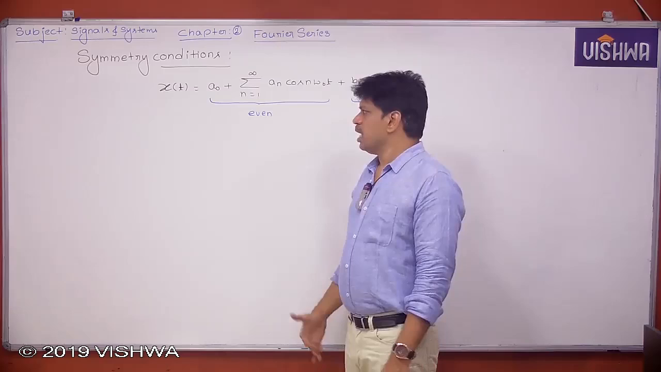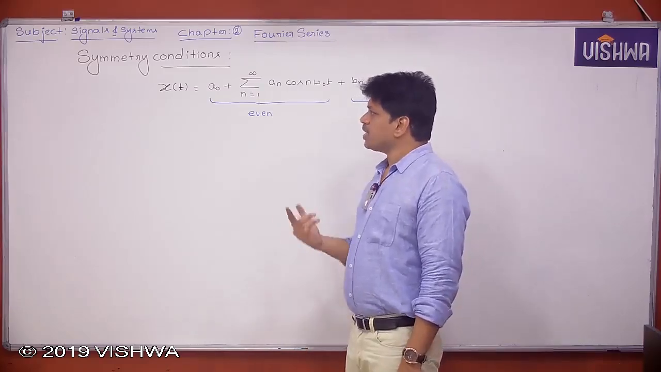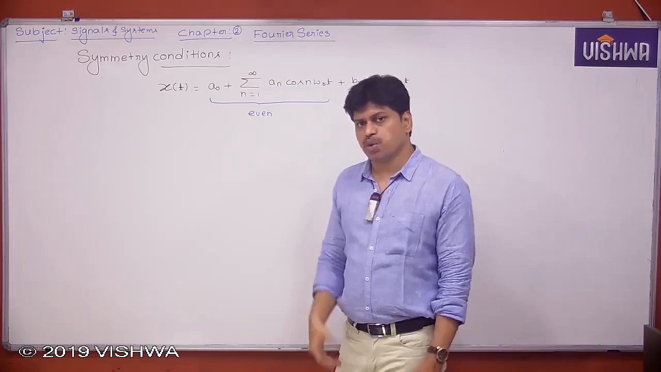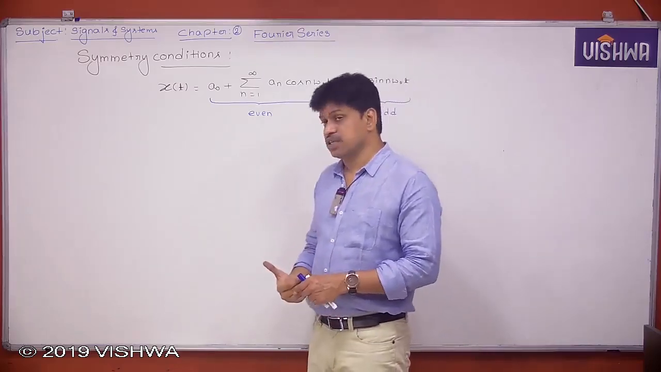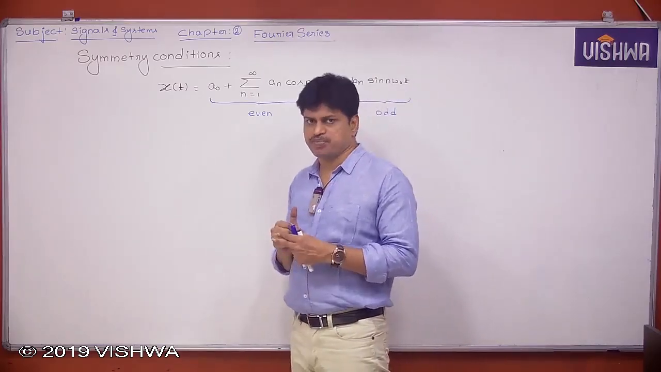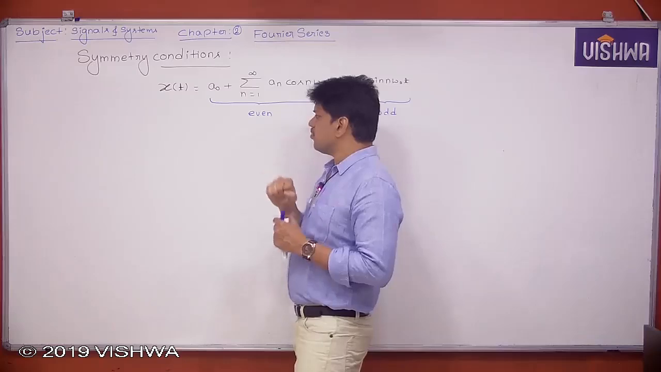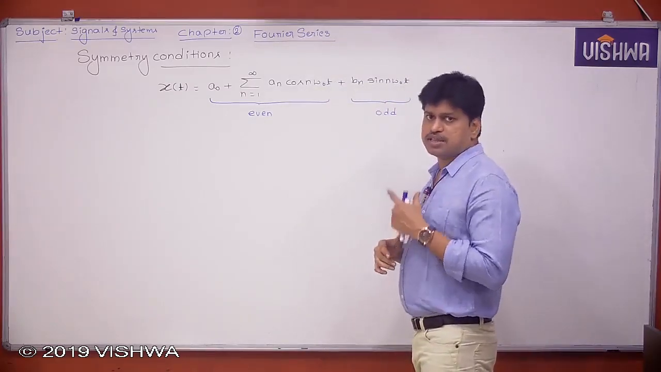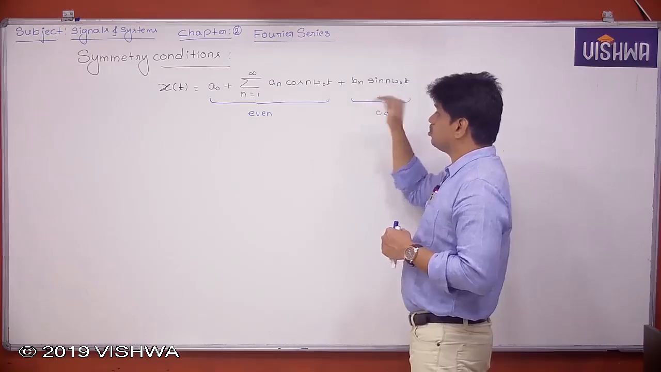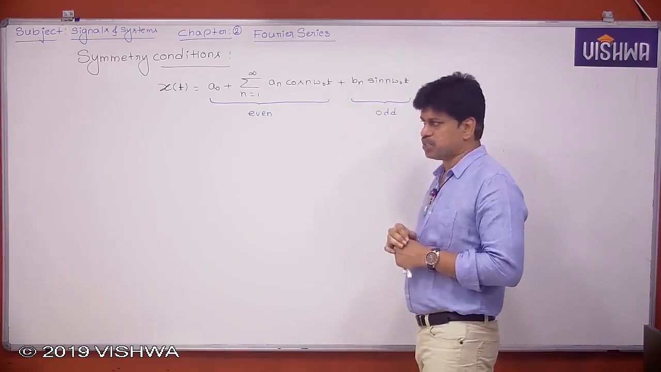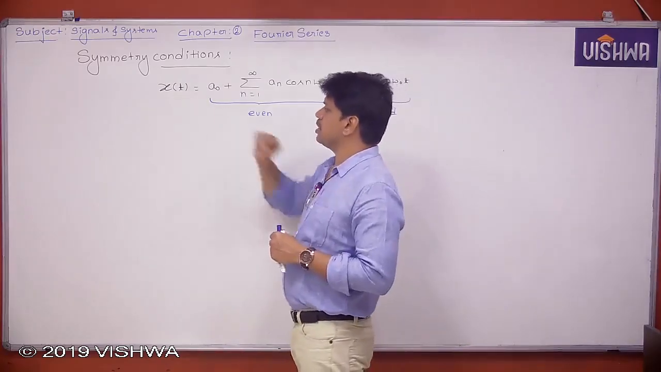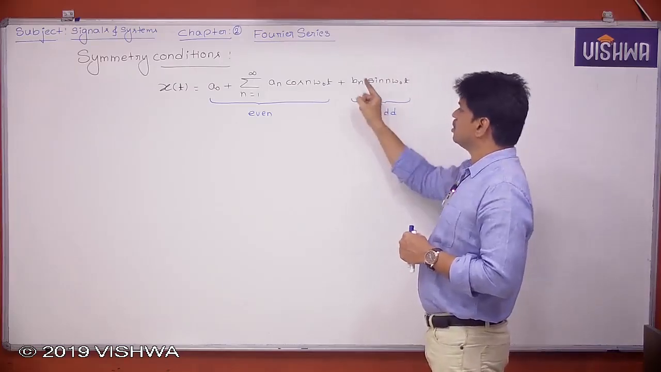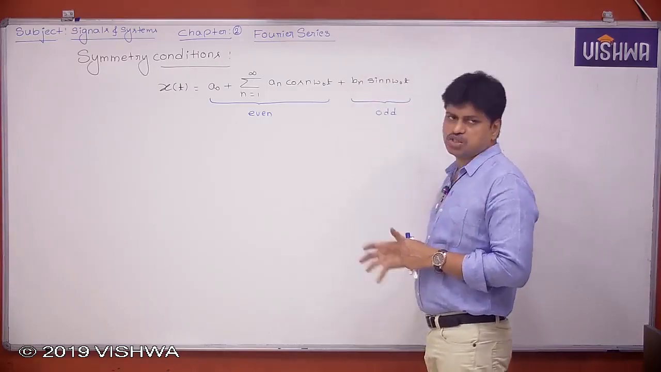Clear? Now the question is, what if the signal x of t itself is an even signal? If it is an even signal, will it have an odd term? Definitely not. That means Bn value has to be 0. Is that clear what I am trying to say? If x of t is an even signal, definitely this term has to be 0. That means the coefficient Bn has to be 0.